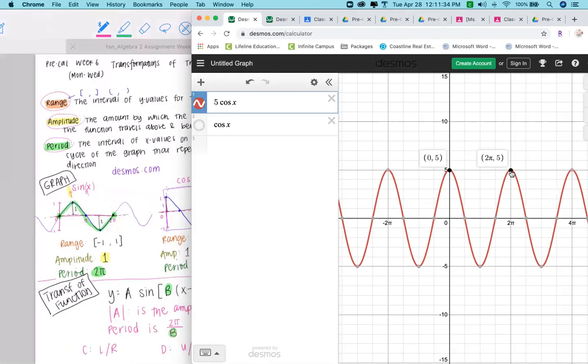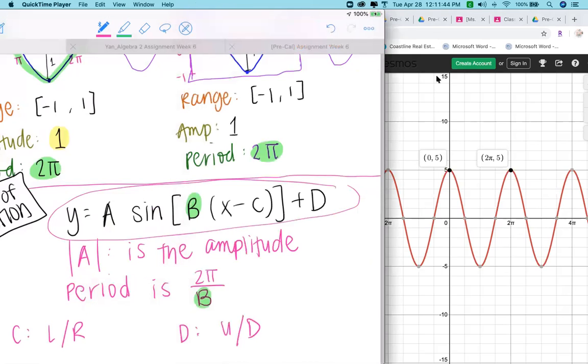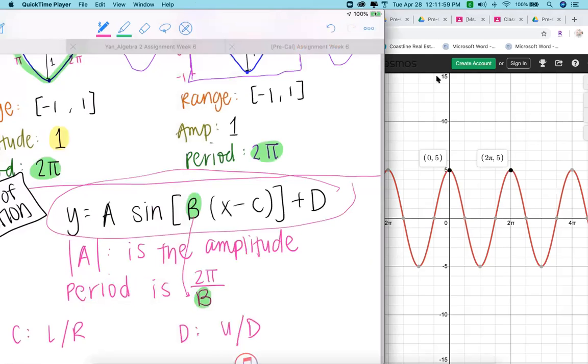Another way to look at that, let me see, is this part right here. This formula right here that I just circled. Whatever this number is in front, inside the sine or cosine, you just put it under 2 pi. That would be the period. Okay.